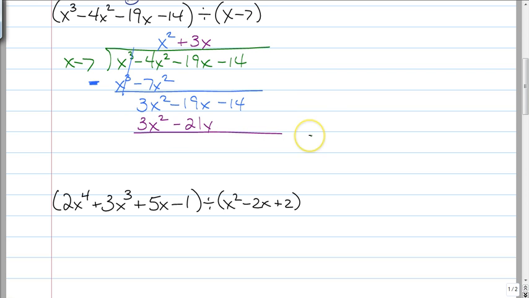And remember, this is subtracting, so here's the other way that you can do it for this step. You can just switch the signs of everything in that row. So this becomes a negative 3x squared, and this becomes a positive 21x.